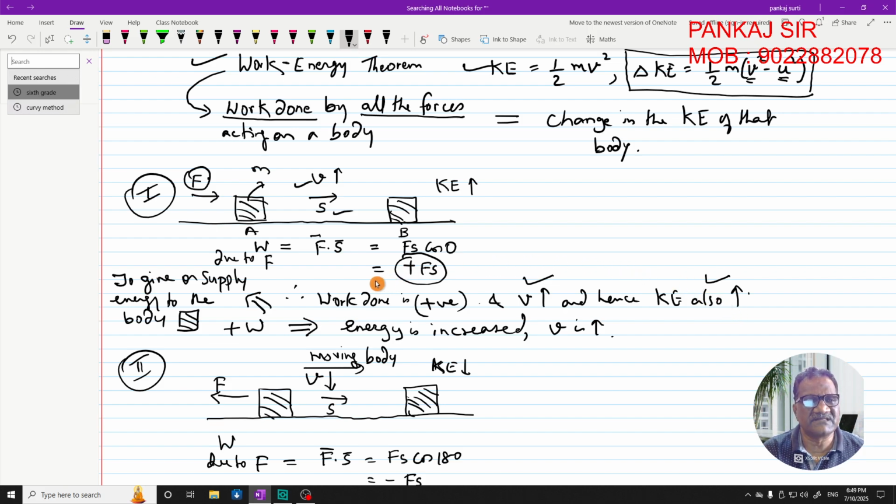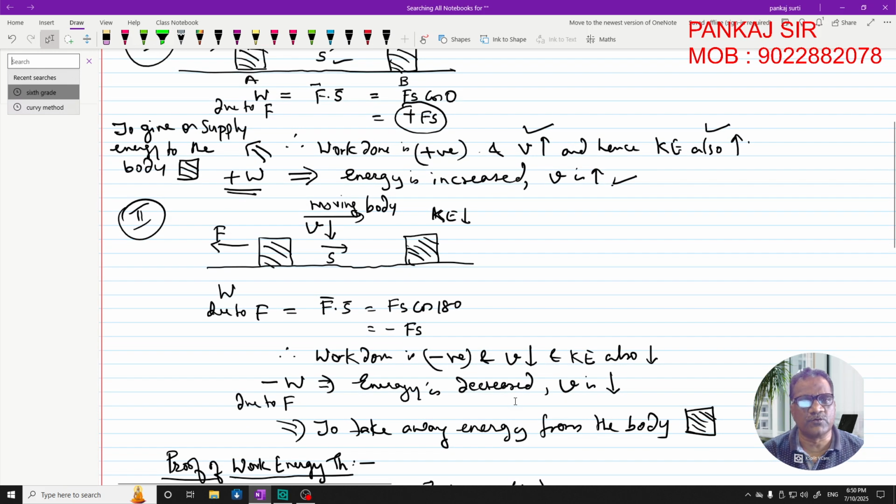So here we say that whenever the work done is positive, you are supplying energy to the body. And when you supply energy to the body, the kinetic energy or whatever energy is going to increase, right? So positive work is associated with increase in energy and increase in speed. That is understood from this demonstration. Let us move on to the next demonstration, that is demonstration number 2.